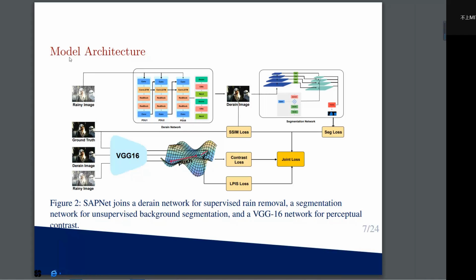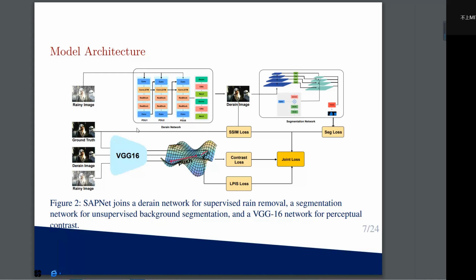In this paper, we learned from previous state-of-the-art and propose a new model called SAPNet, Segmentation Aware Progressive Network. Our SAPNet joins a deraining network for supervised rain removal, a segmentation network for unsupervised background segmentation, and the VGG network for perceptual contrast. Let's say we have a rainy image here.